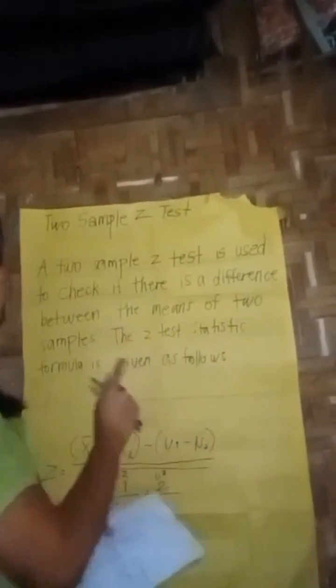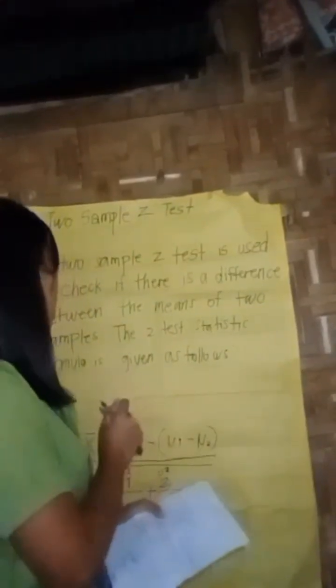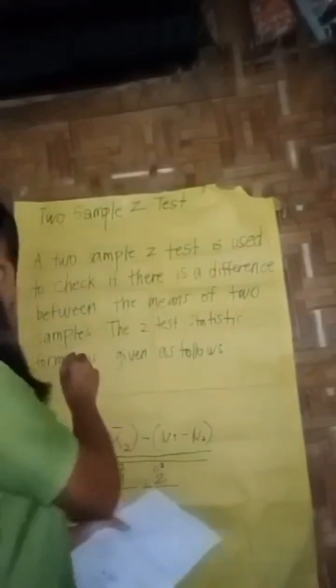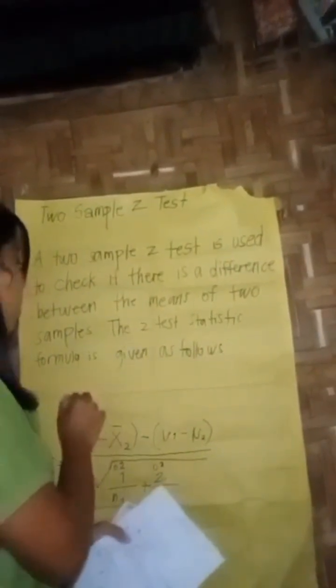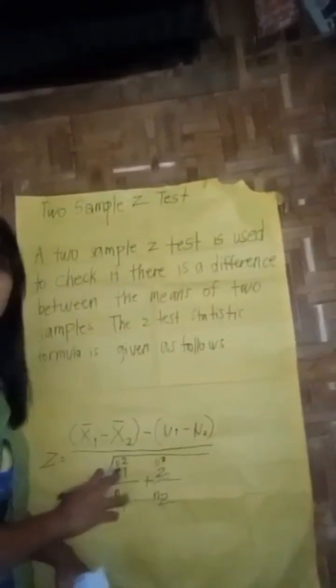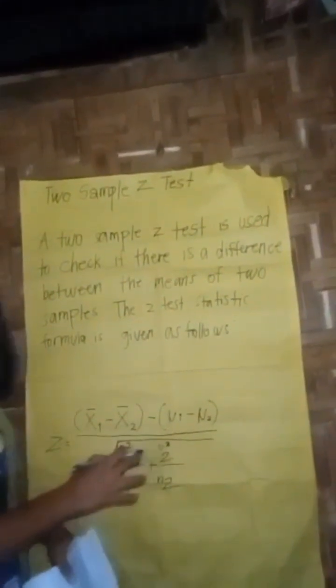I will be reporting the 2 sample Z test. So, what is the 2 sample Z test? A 2 sample Z test is used to check if there is a difference between the means of 2 samples. The Z test statistic formula is given as follows. So, this is the formula of the 2 sample Z test.